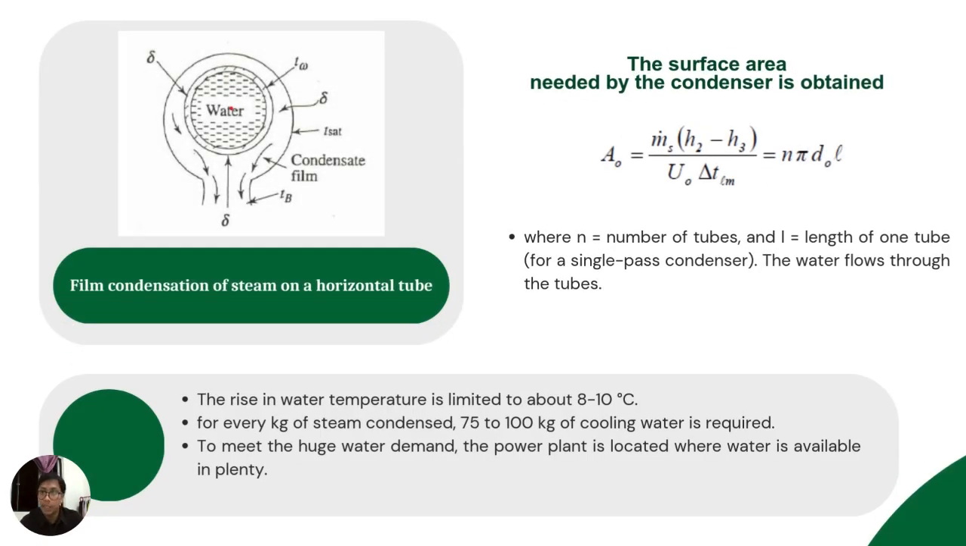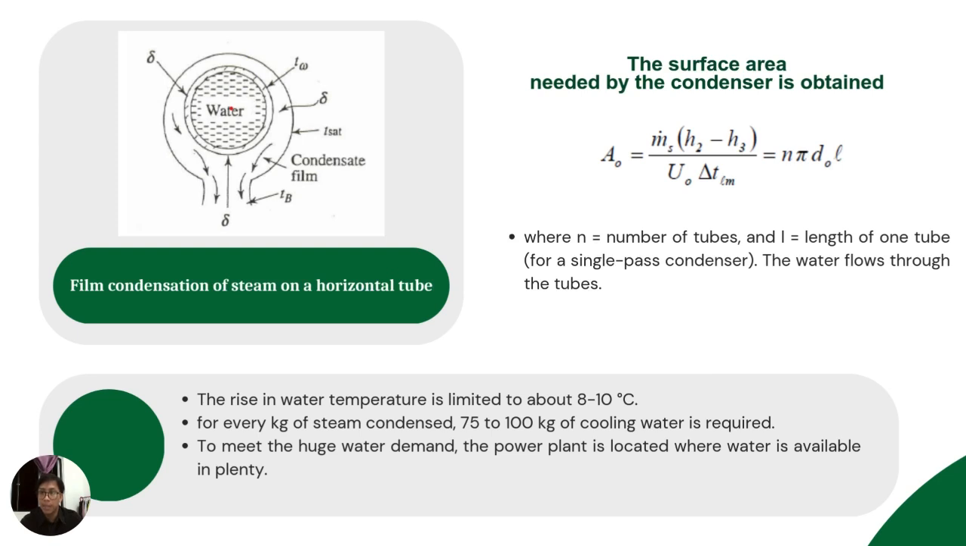Okay, next is film condensation on a horizontal tube. This image illustrates film condensation of steam on a horizontal tube. When steam comes into contact with the cooler surface of the tube, it condenses and forms a thin film of liquid on the tube outer surface. This condensate film acts as a thermal resistor, slowing down the heat transfer process. As the film grows thicker, the heat transfer rate decreases.